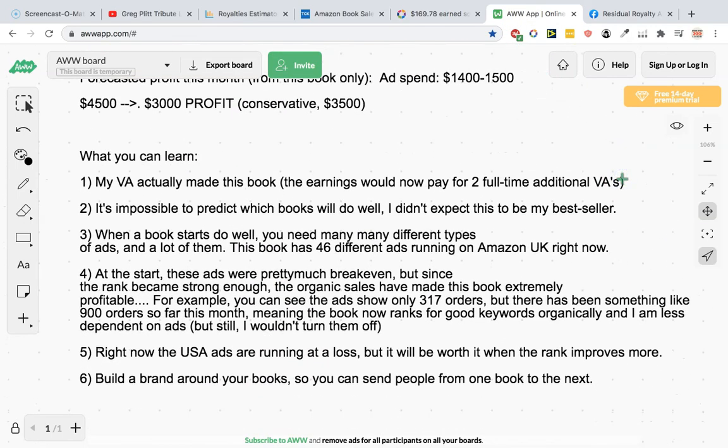Make sure you're running lots of different types of ads as soon as your books start to do well, so you can get that ACoS down and start ranking for these organic keywords, and the rank will hold its own even without the ads. But even still, like I say, I wouldn't turn them off. Just keep them on, keep the sales pumping. Soon you will have books doing these numbers.